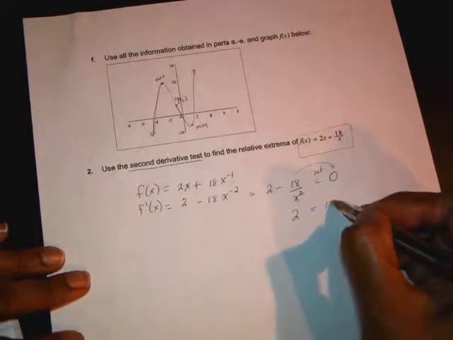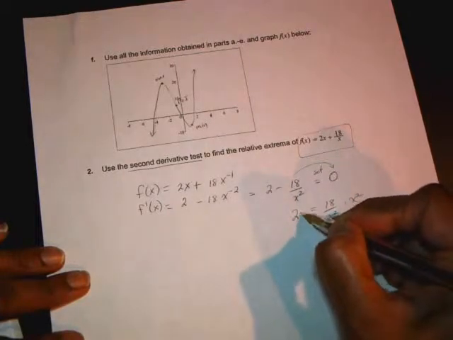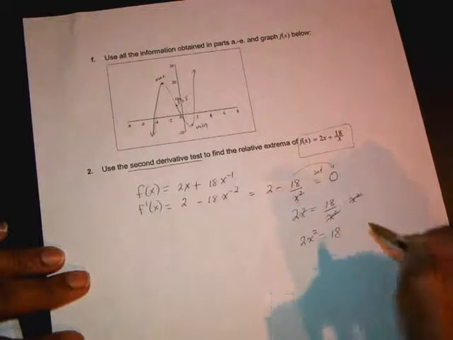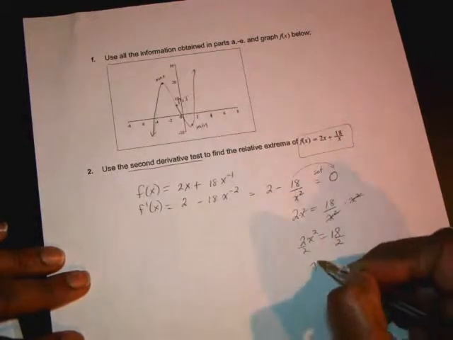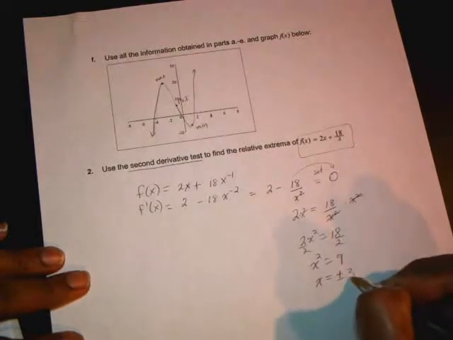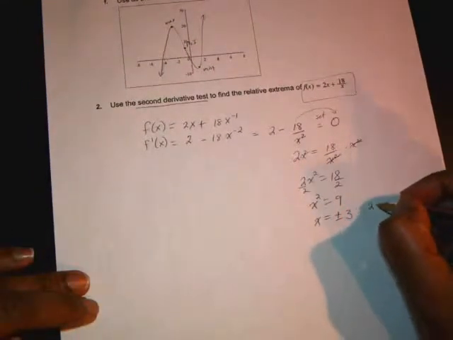So you get 2 equals 18 over x squared. Now you can multiply x squared to both sides. Cancels there. 2x squared equals 18. Divide by 2. X squared equals 9. And then take square roots. It's plus or minus the square root of 9, which is 3. So we have 2 critical points.